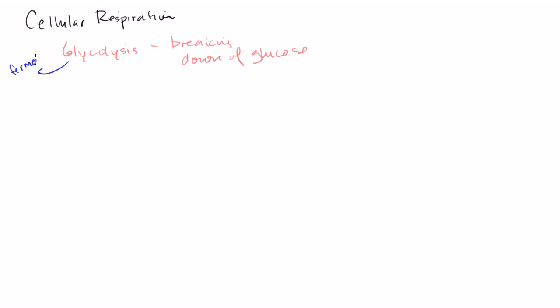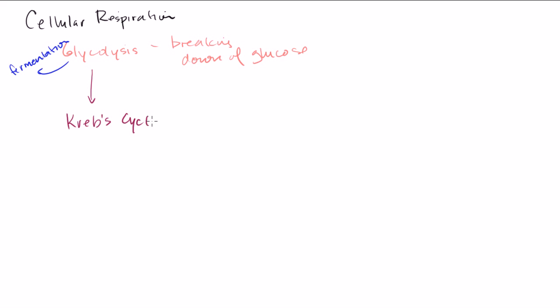We'll talk about that in the future. In humans, fermentation produces lactic acid. In other types of organisms, it might produce alcohol or ethanol. But if we have oxygen, and for the most part we're going to assume that we can proceed forward with oxygen, then we could proceed forward to the Krebs cycle.